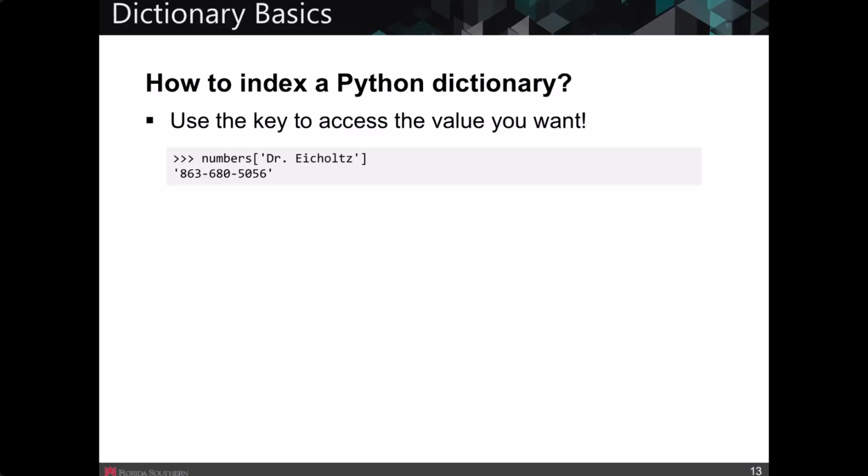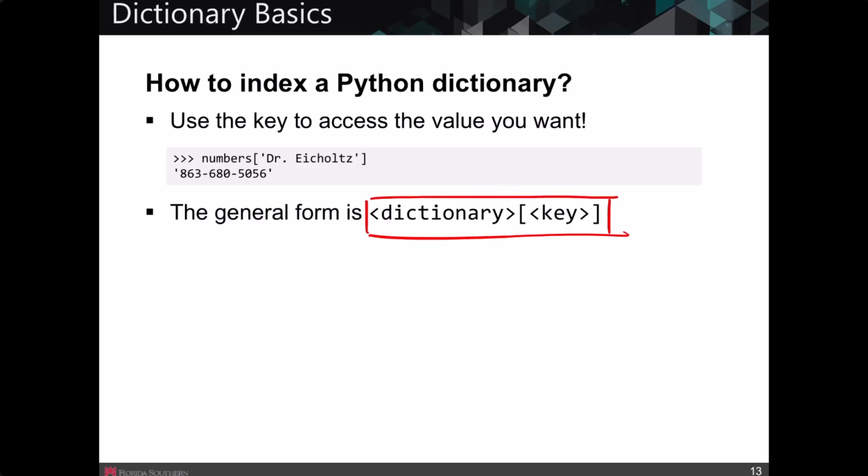But I should point out that we still use square brackets to index the dictionary, even though the dictionary was created with curly brackets. So the general form here is that we have the dictionary variable, and then in the square brackets we put the key. This is very similar to indexing for a list or a tuple.